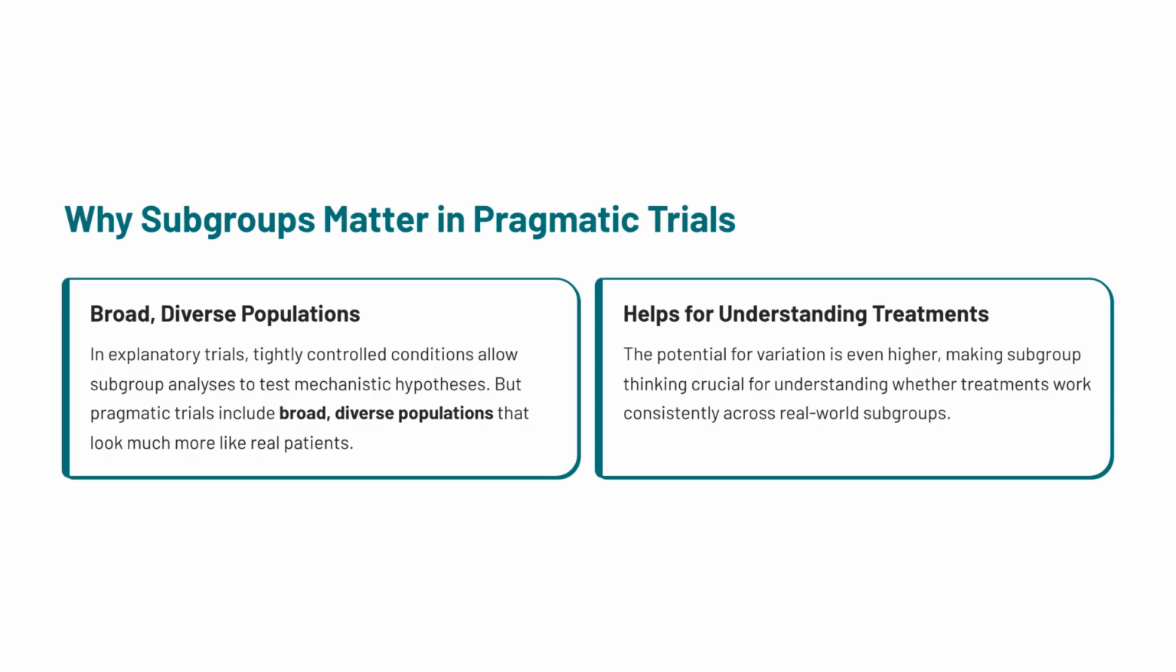When we shift from explanatory to pragmatic thinking, one of the biggest differences is who gets included. Explanatory trials usually have very specific eligibility criteria, perhaps patients who are younger, healthier, and easier to follow compared to the target population. Pragmatic trials intentionally include broad, diverse populations who look much more like the ones we might see in usual clinical practice. And that's why subgroup thinking becomes so important. With this diversity, we expect more variation in how people respond to treatment. Subgroup analyses help us understand whether a treatment's effect is consistent across all those real-world groups. Or, alternatively, if certain characteristics, like comorbidity or setting, might change how well the intervention works in different groups of people.